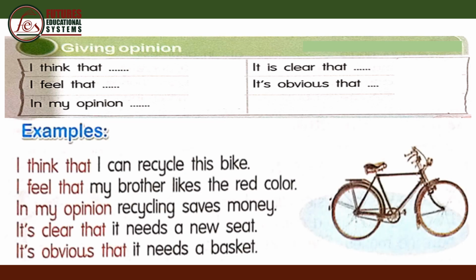For examples, I think that I can recycle this bike. I feel that my brother likes the red color. In my opinion, recycling saves money. It's clear that it needs a new seat. It's obvious that it needs a basket.